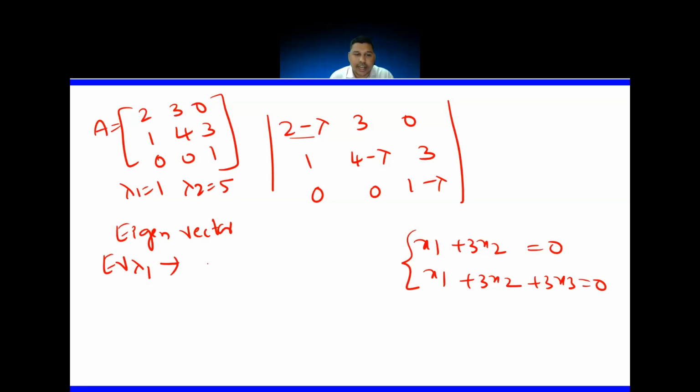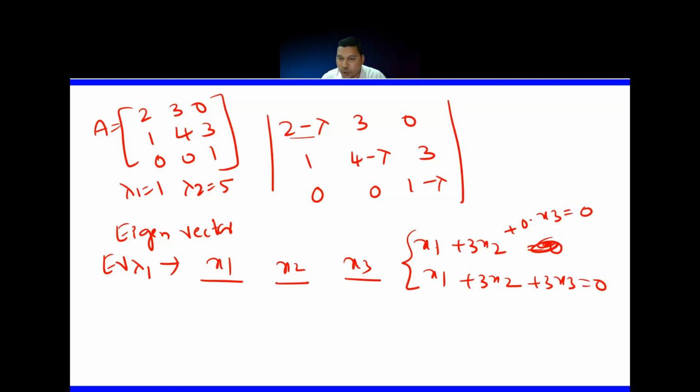So just write x1, x2, x3, like this. Now when you consider the x1 term, you see here it is 0 into x3, which equals 0. So when you are finding the x1 value, ignore the x1 coefficients. Take the other two coefficients.